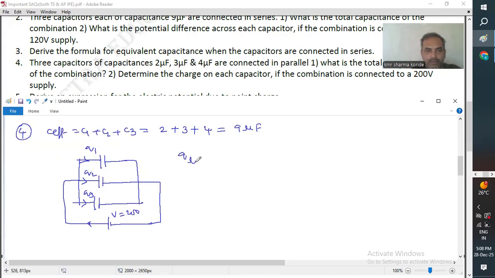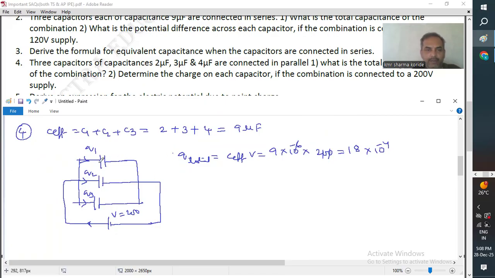So total charge means C effective into V. C effective is 9 microfarad, that is 9 into 10 to the power of minus 6, with 200. So this is equal to 18 into 10 to the power of minus 4. This is the total charge.